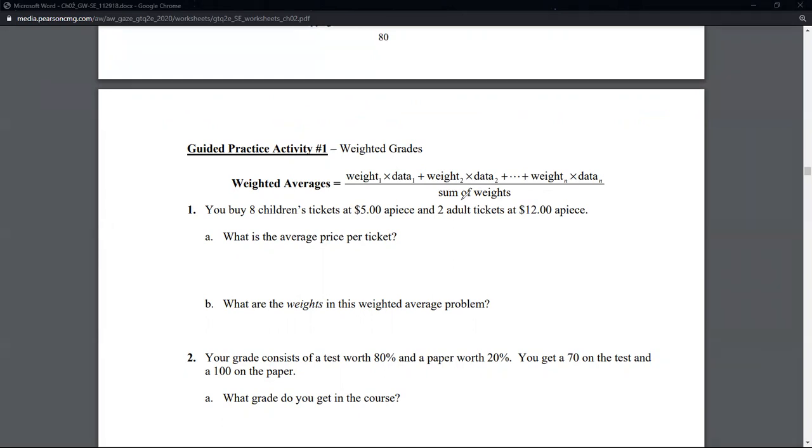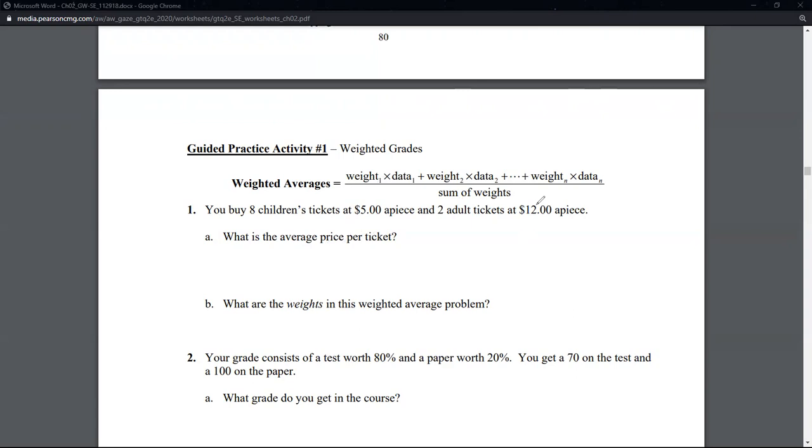So number 1, you buy 8 children's tickets at $5 apiece and 2 adult tickets at $12 apiece. I'm just going to keep the annotation on this screen. You're going to have to deal with slightly ugly handwriting for a few minutes. Sorry. What is the average price per ticket? Now you might say, oh, well, just 5 plus 12 is 17, 17 divided by 2 is 8.50, so 8.50 is the average price per ticket.